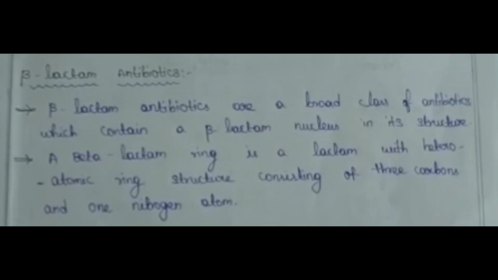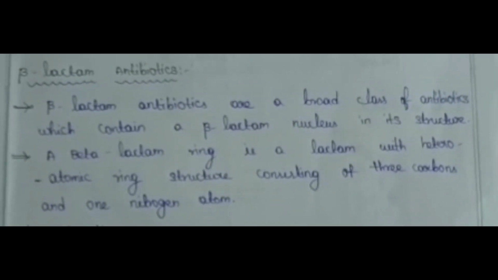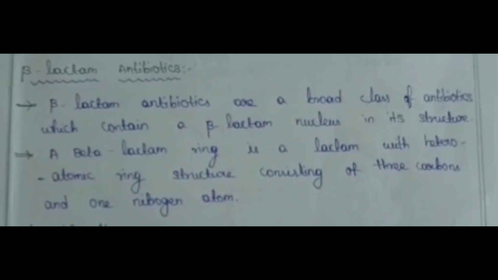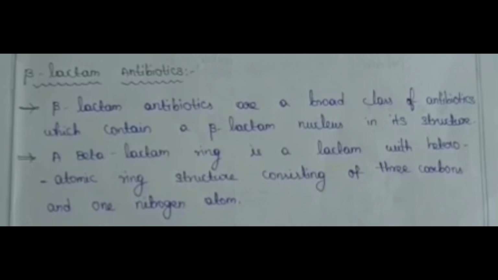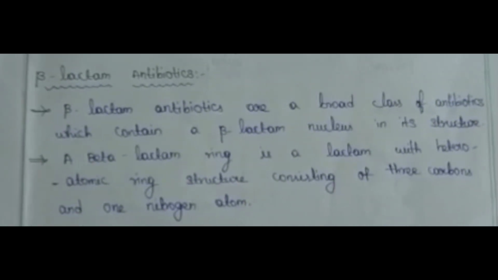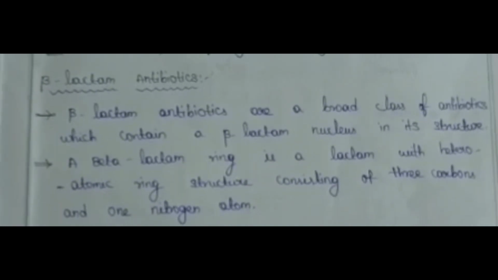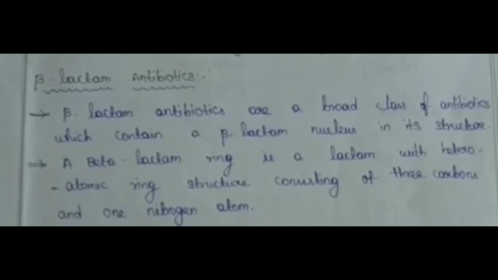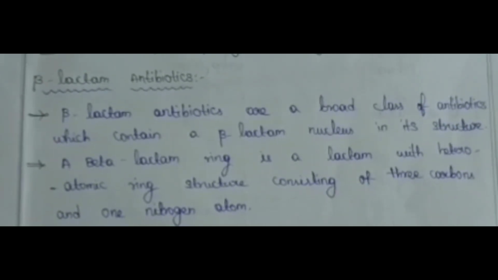Beta-lactam antibiotics. These are a broad class of antibiotics which contain a beta-lactam nucleus in their molecular structure. The beta-lactam ring is a lactam ring with a heteroatomic ring structure. Heteroatomic ring structure means a cyclic compound that contains different atoms. The beta-lactam ring consists of 3 carbons and 1 nitrogen.